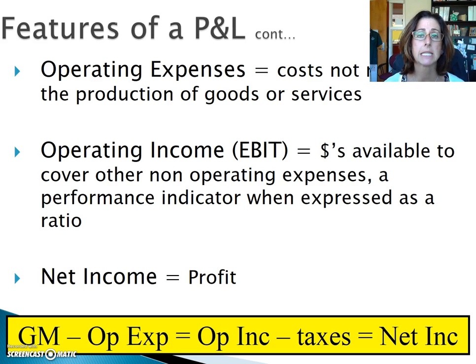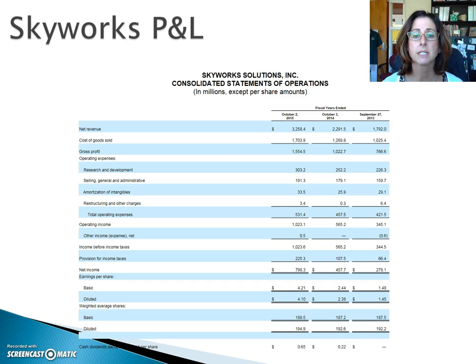And net income is the end-all be-all profit of the company. And as you can imagine, most companies would like to be profitable, and that is one indication of performance. So that is the P&L.